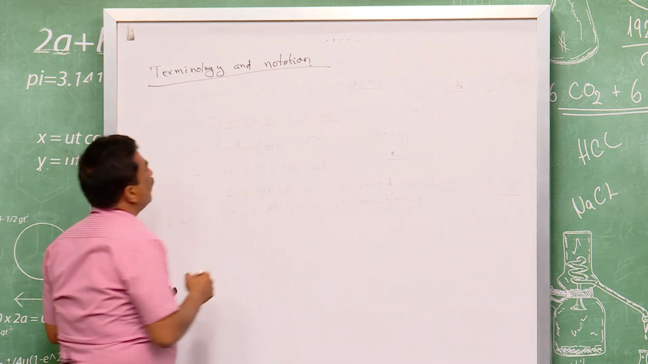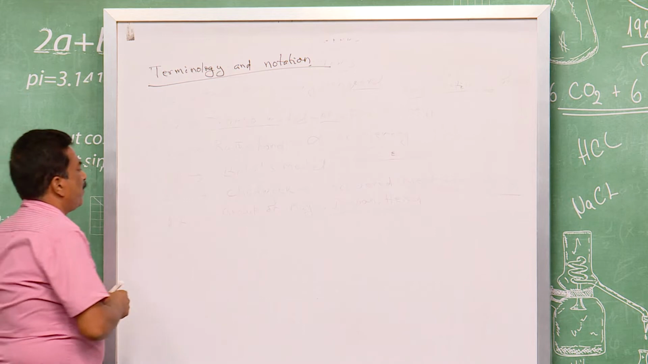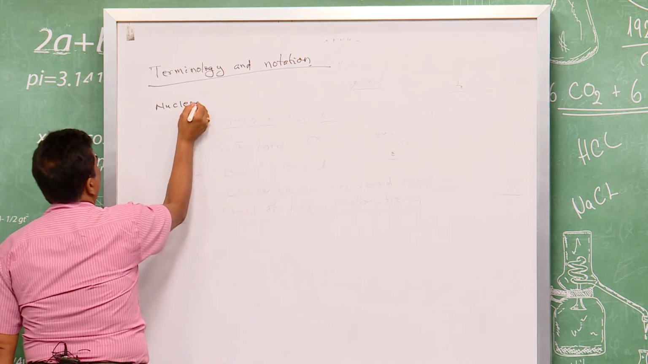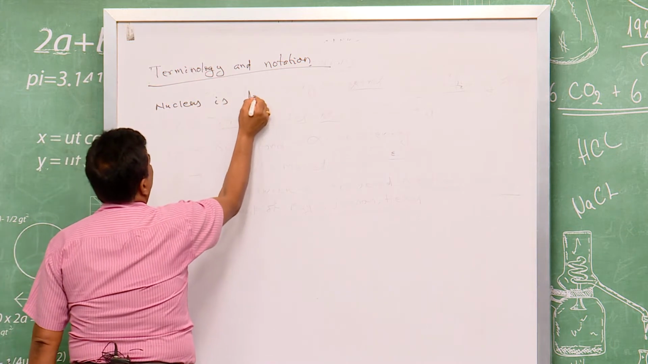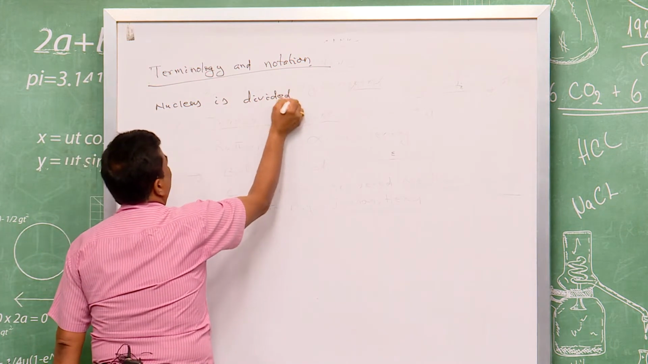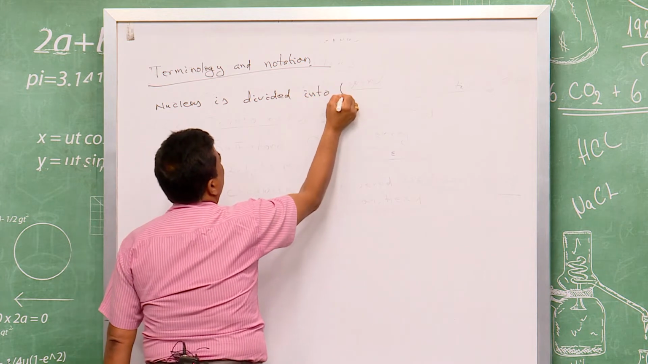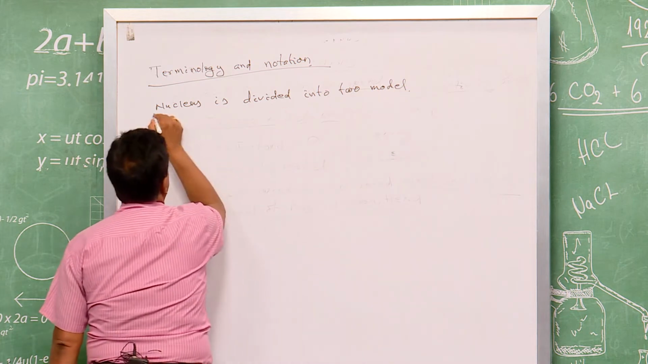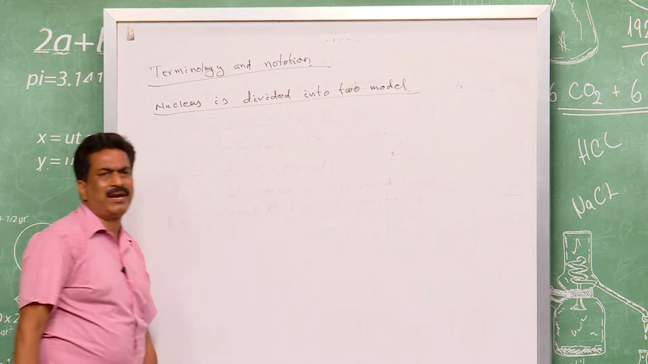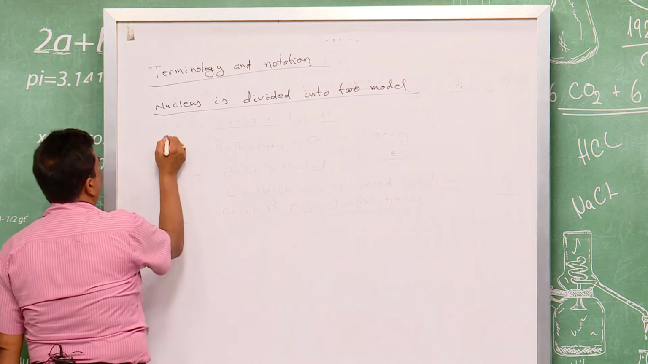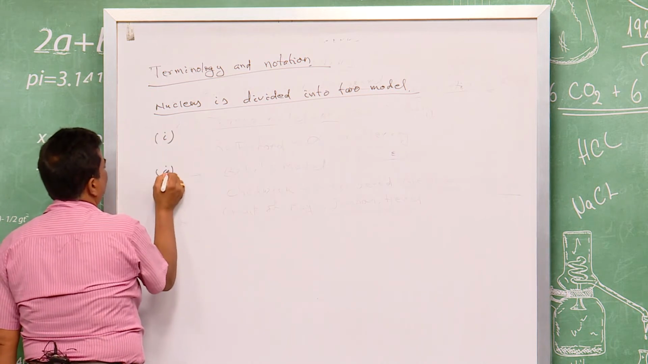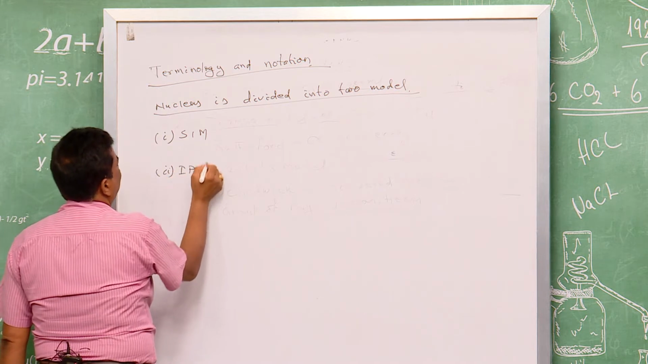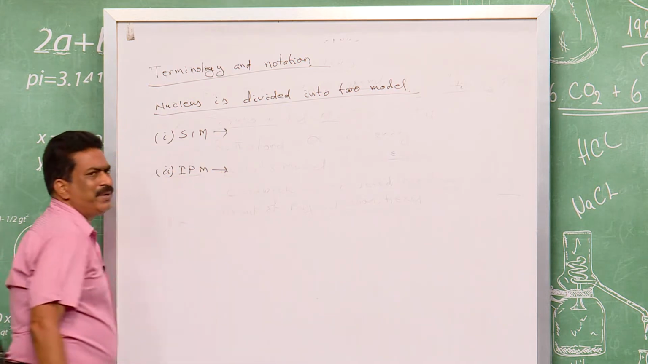Before the terminology and notation, the different properties which are given, that nucleus is divided into 2 models. It is being divided into the 2 models. The one model is known as SIM, the second one is IPM.